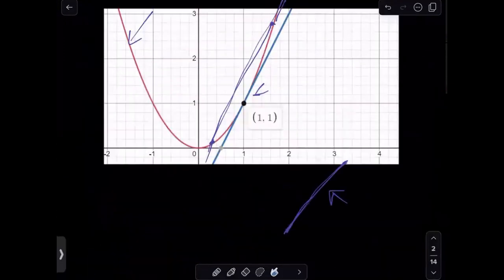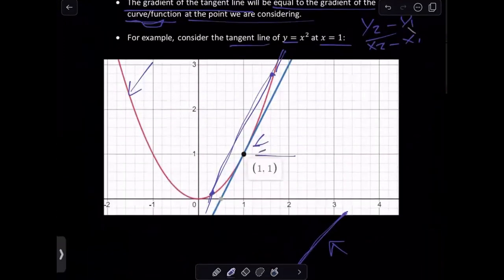So let's just go back to the picture that I had. It means that the gradient of the parabola at x is equal to 1 is 2. And it looks reasonable. A gradient of 1 would look like this, and this one is steeper than a gradient of 1. So it looks like it's going to be 2, but it is in fact actually 2.